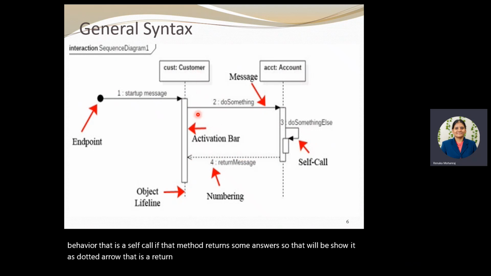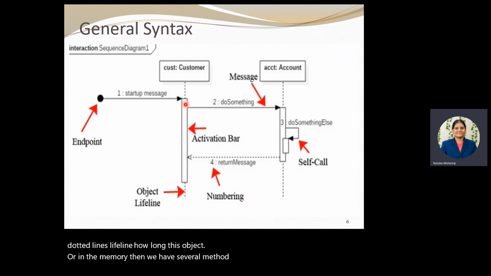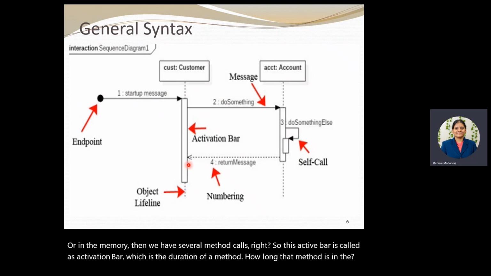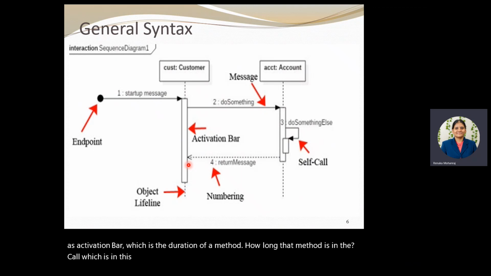So every object has some lifeline. So this dotted line is the lifeline. It shows how long this object is in the memory. Then we have several method calls, right? So this active bar is called the activation bar, which is the duration of a method. How long that method is in the call, which is in the stack. So if the method is over, then you can start another activation bar. Okay, so like that we have to do.